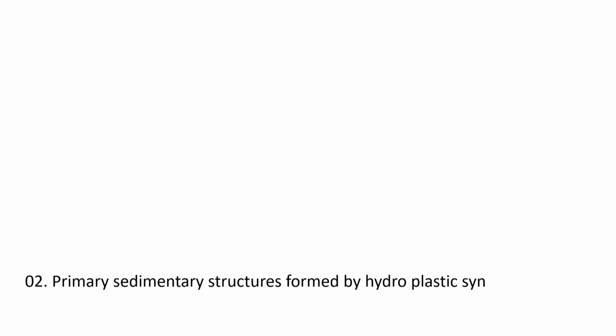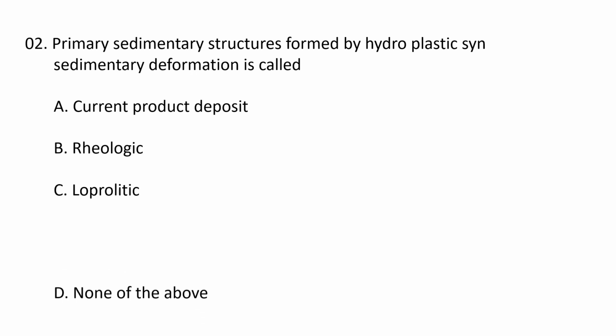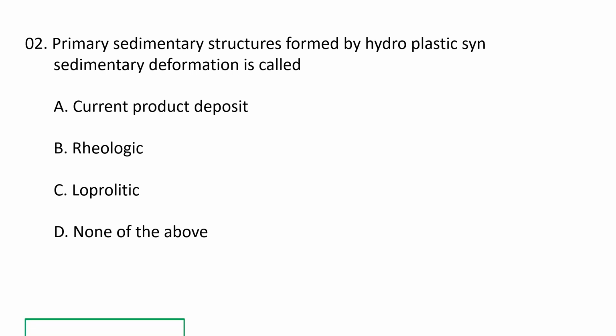Next question. Primary sedimentary structures formed by hydroplastic sedimentary deformation is called: A. Current product deposit, B. Rheologic, C. Coprolitic and D. None of the above. So primary sedimentary structures formed by hydroplastic sedimentary deformation is called rheologic. These primary sedimentary structures are physical features that form at the same time or shortly after a sedimentary layer is deposited. So they are generated by the same mechanism that produces a sedimentary rock containing them. And there are some examples of primary sedimentary structures, how they indicate rheologic conditions.